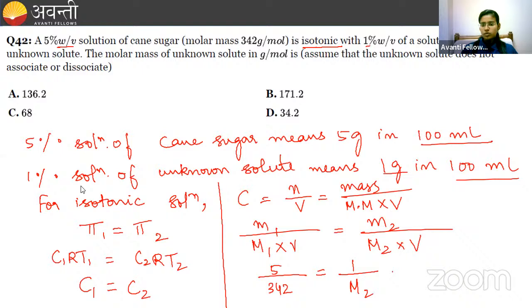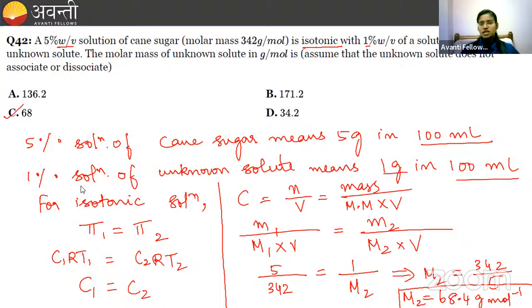So from this relation, M2 will come out to be 342 by 5, which is actually equal to 68.4, and it can be approximated to 68. 68 gram per mole will be the molar mass of the unknown solute. So it is given in option C, and option C is the correct answer for this question. Got it? I hope this question is clear to all of you. Now let me move on to the next question.